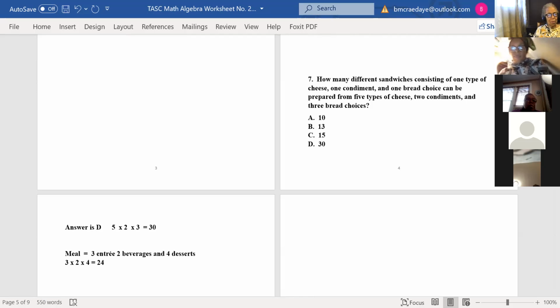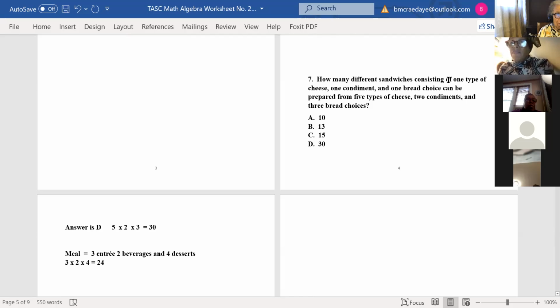All right. So, Miss, please, can you go back again? Let me understand what the writing is saying. When you say one condiment and one bread choice, you're fitting the numbers to it to get 30. I don't understand a little.